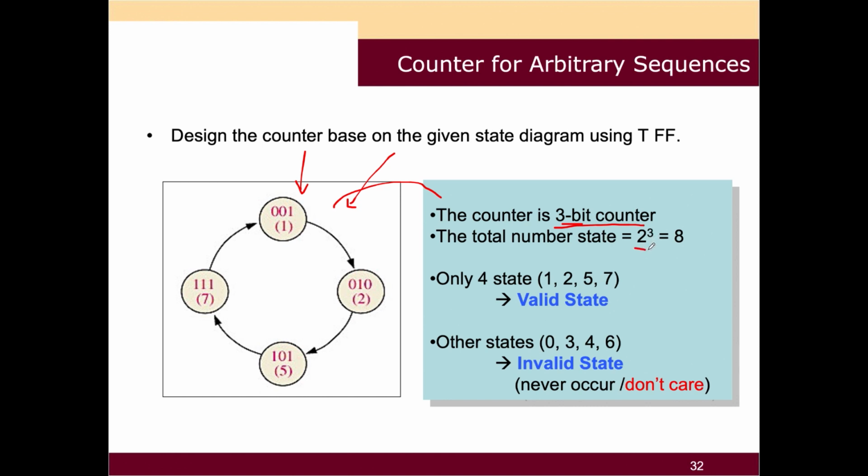The total number of states is 2 to the power of 3, of course, if it is 3-bit. You can see 1, 2, 3 bits. And it only has 4 states: 1, 2, 4, and 5 and 7. You need to come up with the values. This one is 2, 5, and 7 in decimal. And the other states are invalid. So invalid means it never occurs, or it is a don't care situation. So get it right?